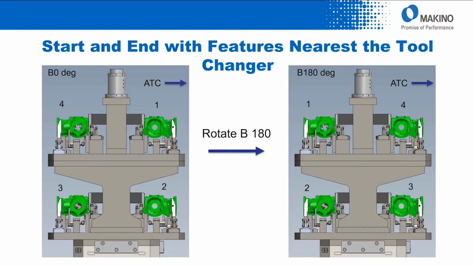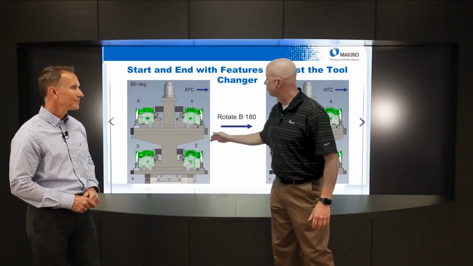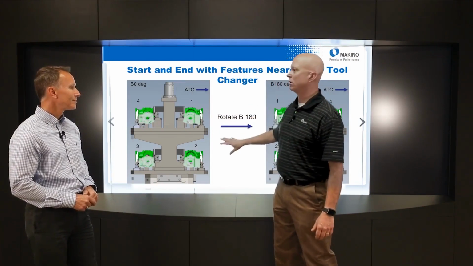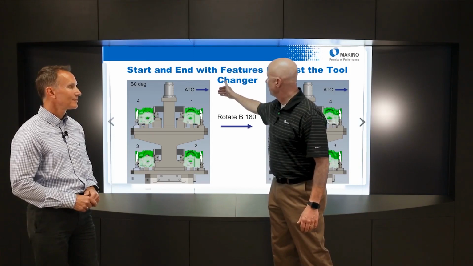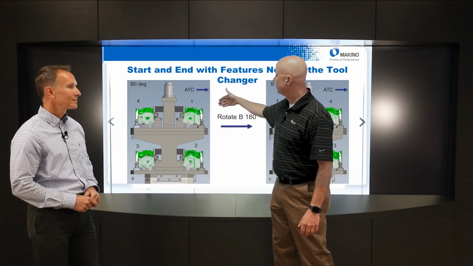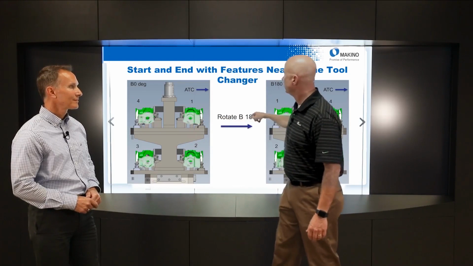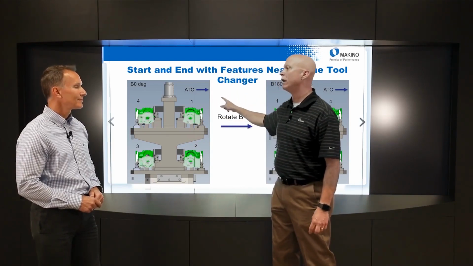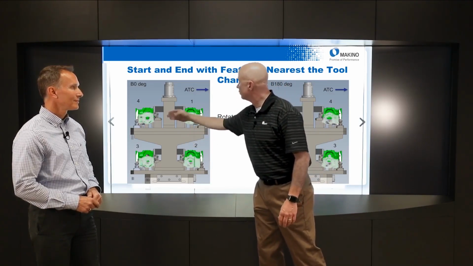So when you look at the features that are closest to your ATC, if you look graphically on the left side of the screen, we're talking about positions 1, 2, 3, and 4 being the same part on a 4-part up fixture. The automatic tool changer is up there on the right, and you're going to move first to position 1. That is closest to your ATC. You're not going to move from your ATC all the way down to position 3 or 4. You're going to start with 1. Then you're going to work your way around that fixture, 1 to 2 to 3 to 4.